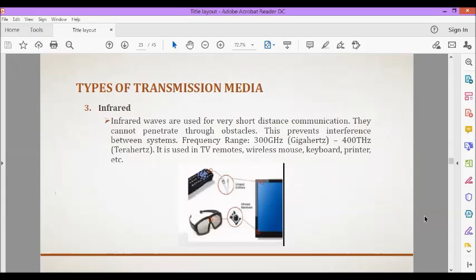The third one is infrared. So infrared waves are used for very short distance communication. They cannot penetrate through obstacles. So this prevents interference between systems. So the frequency range is from 300 gigahertz to 400 terahertz. So it is used in TV remotes, wireless mouse, keyboard, printer, and the like.